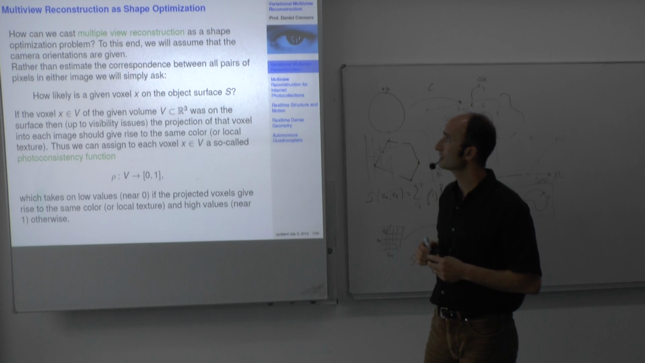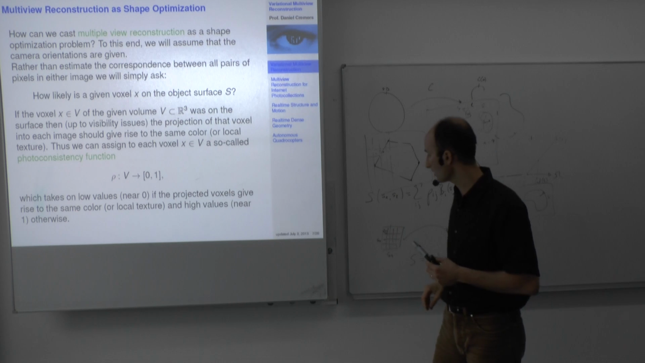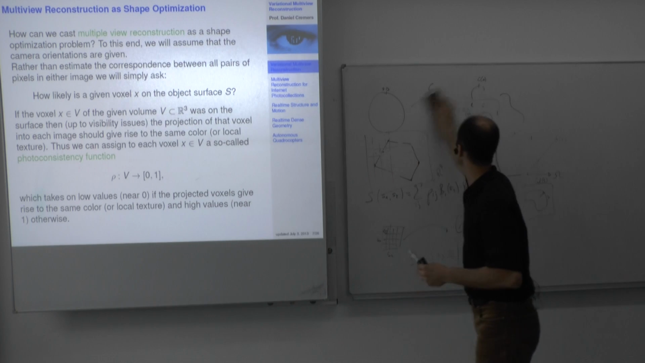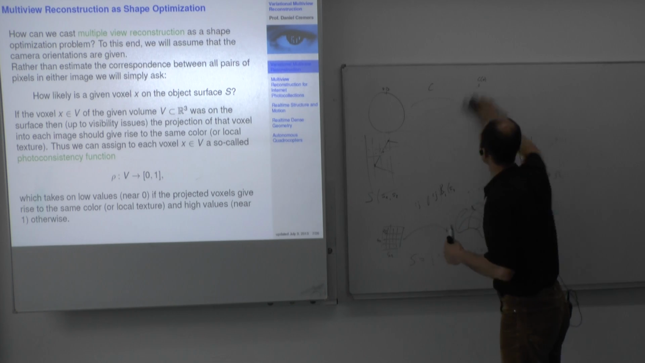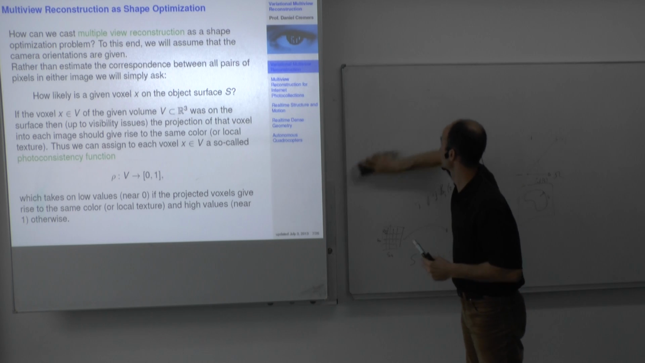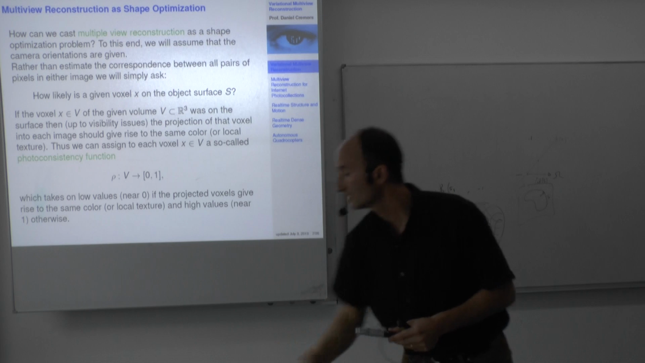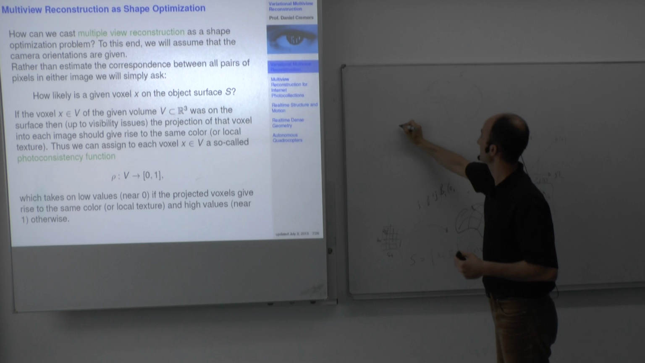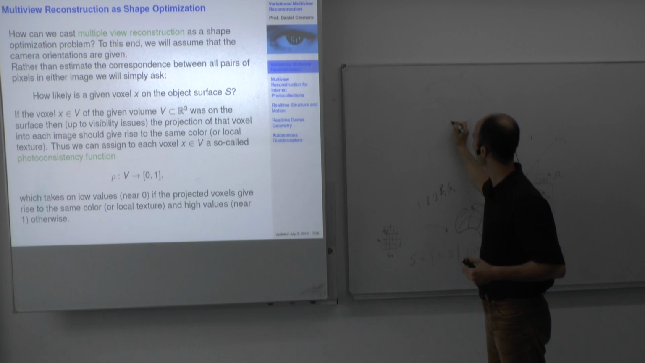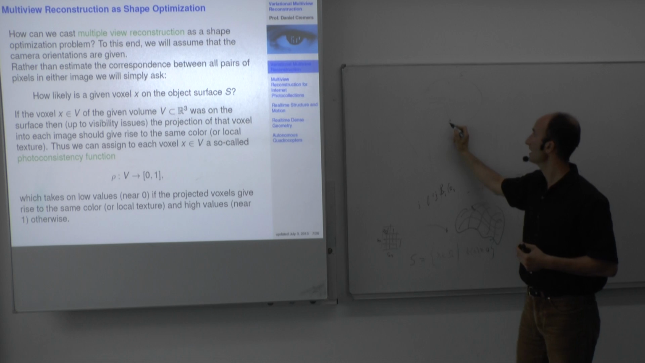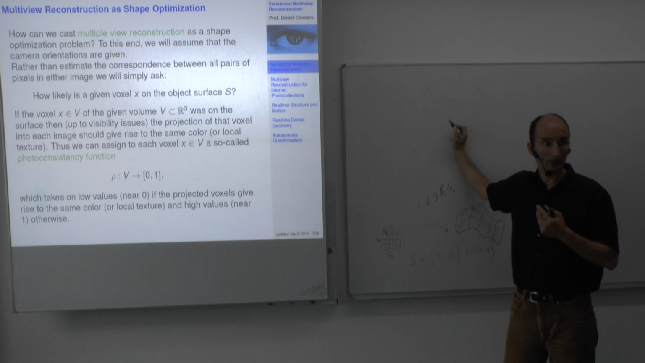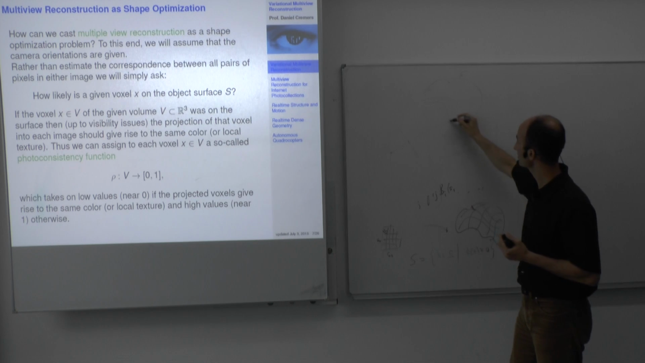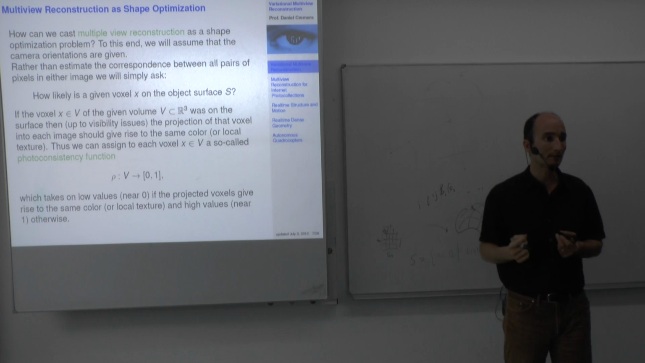The way this works is you ask yourself how likely is a voxel on the object surface. So to give you a drawing, let's say I have some surface S that I observe in multiple views. Here is one view, and I say how likely is a given point on the surface. If I know the projection matrix, as I say, I know where the cameras are, I can project that point into the first image, and I can also project it into subsequent images.